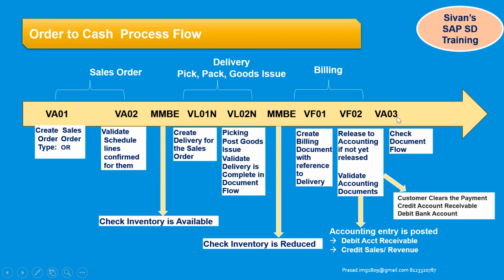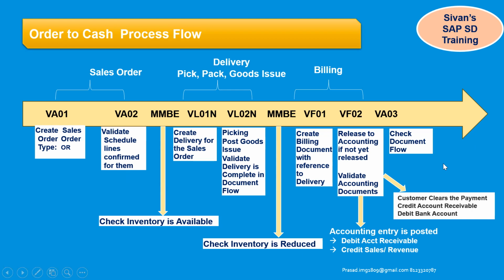Then if you go to VA03 again, specify your sales order, whatever you have created for this complete transaction. If you see the document flow, each and every document level is completed: the sales document is completed, the delivery document is completed, PGI is completed, the billing document is also completed, and the accounting document is in cleared status. So this is what happens in the complete order to cash document flow. That is what we must always understand, and you have to always keep these things in your mind during your interview processes.